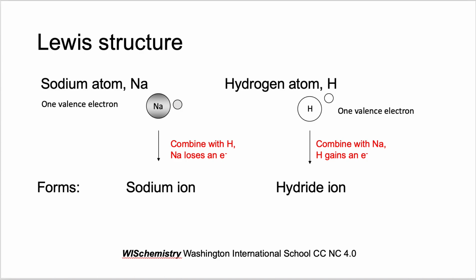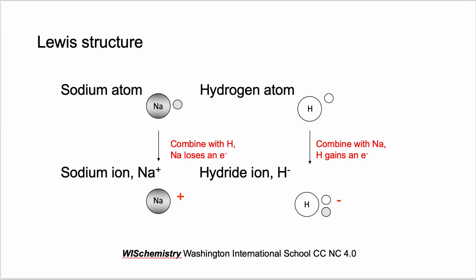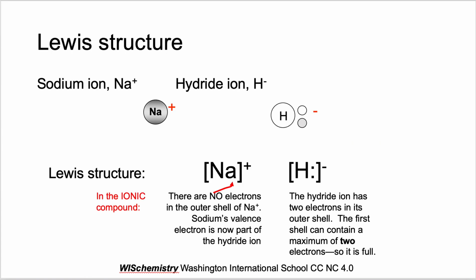And so the sodium atom becomes a sodium ion, the hydrogen atom becomes the hydride ion, and the sodium still has the 2 and the 8 full shells, but it's lost the valence shell. And the hydrogen atom with 1 electron has gained 1 and now has a full outer shell, because that first shell can only contain 2 electrons.